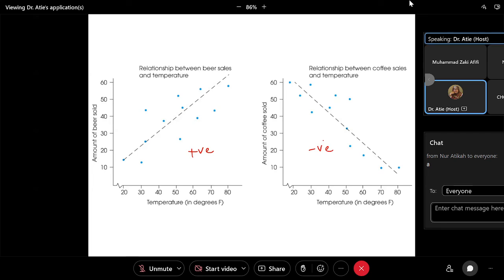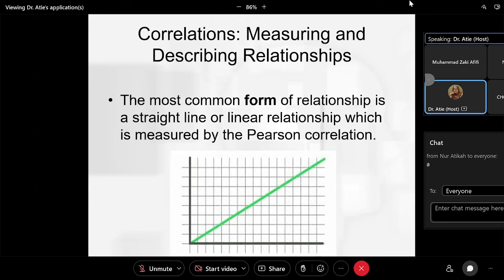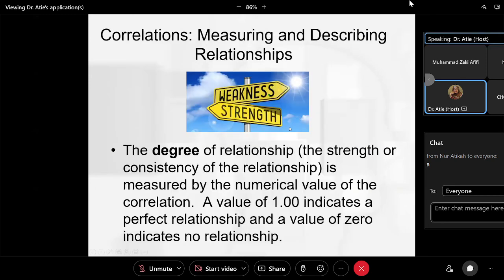We hardly know how strong the relationship is. So if we calculate the correlation coefficient, it will tell us exactly how strong the relationship is. For the form, it should be a straight line. And in terms of the degree, it is either weak or strong. The value of 1 indicates a perfect relationship. And if the number is closer to 0, we can conclude there is no relationship.